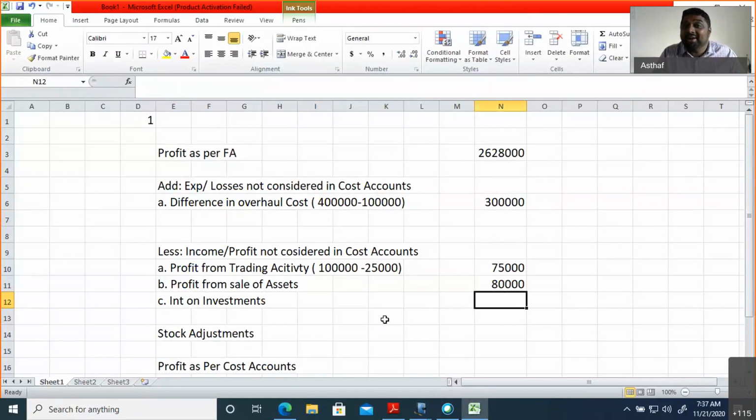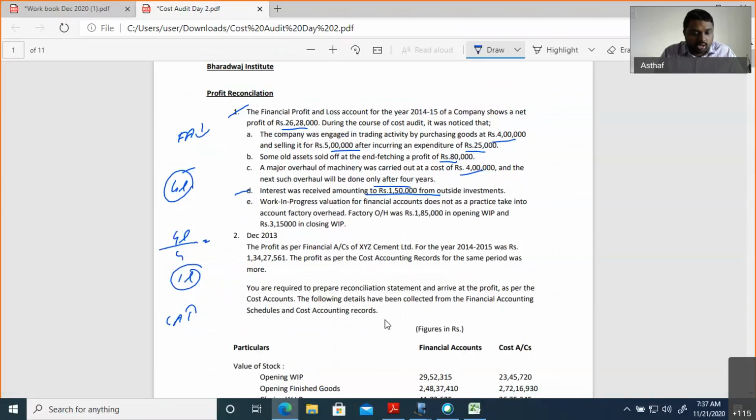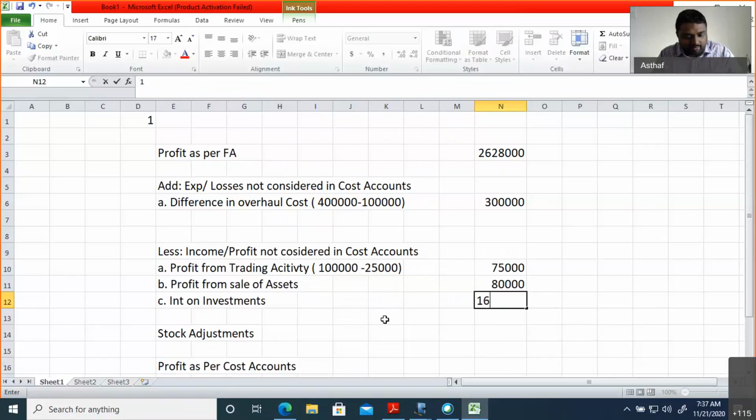Because all are income and profit. So we have given the format also for your benefit, so that it will be easy for you. Once you get one item, the rest of the items are easy, which is 1 lakh 50.